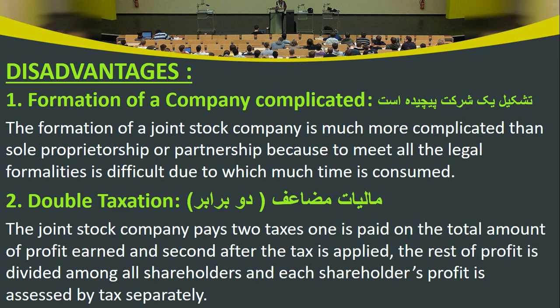The formation of a joint stock company is much more complicated than sole proprietorship or partnership because meeting all the legal formalities is difficult, due to which much time is consumed. Unlike sole proprietorship and partnership, this business does not have easy formation. It has a lot of formalities, and meeting all the formalities at once is a hard thing. It's like pulling teeth. That's why much time is consumed.